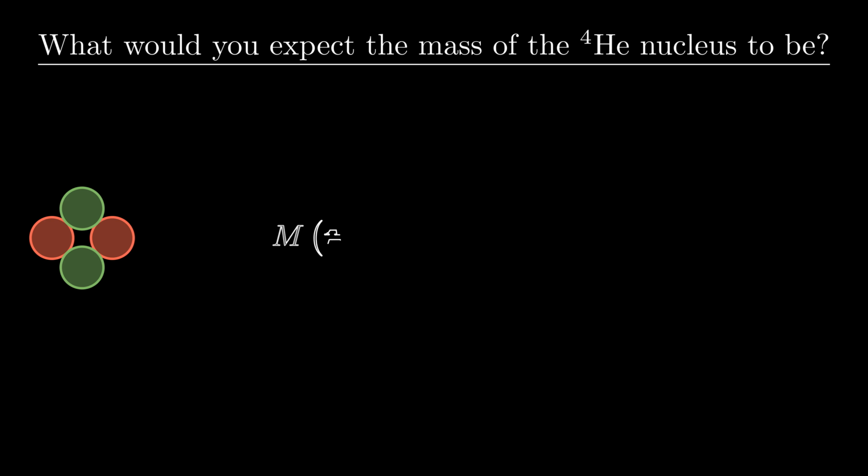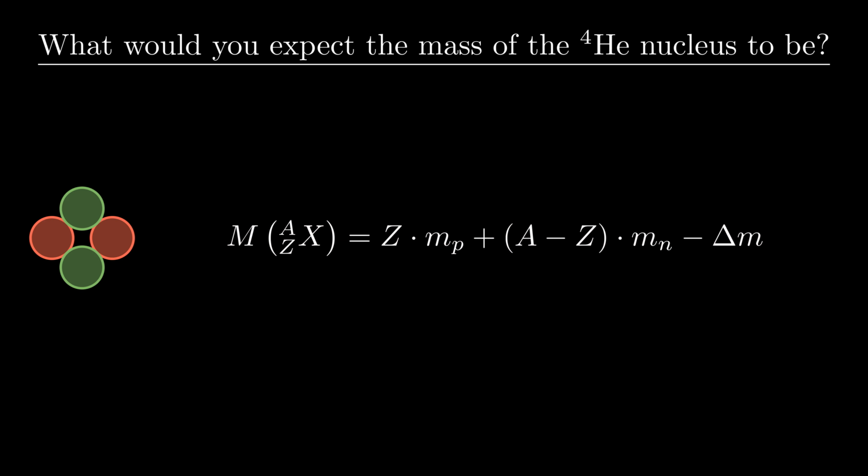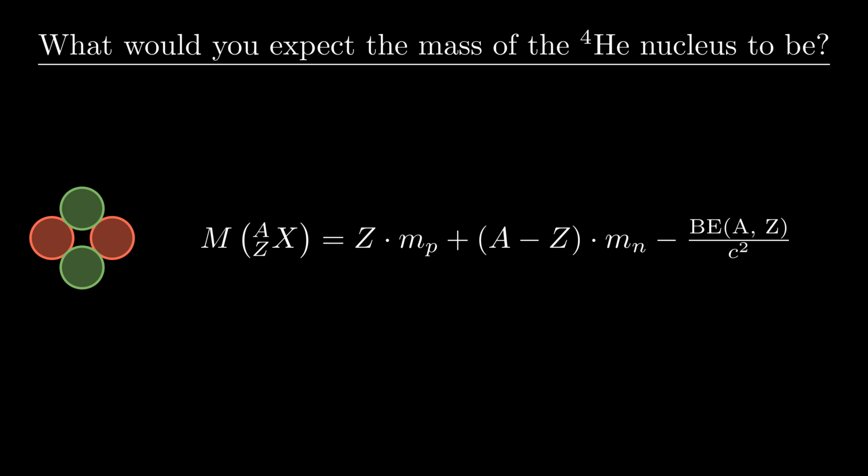So, that original mass formula we came up with, well, it is actually wrong, but we can add a correction to our formula by subtracting this mass defect. And as we just showed, this is equal to the nucleus's binding energy divided by c squared.